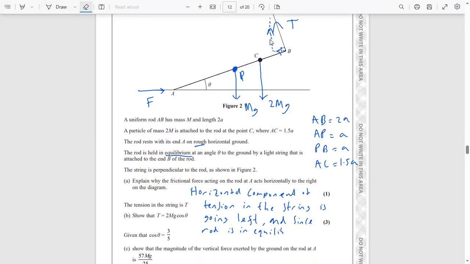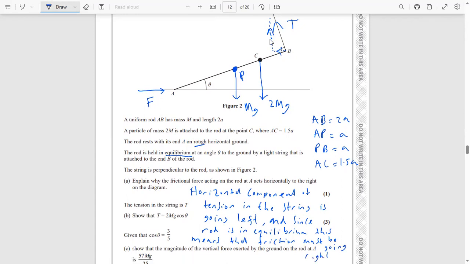Sorry, just write the B again. So since the rod is in equilibrium, this means that friction must be going to the right. So yeah, hopefully that makes sense.